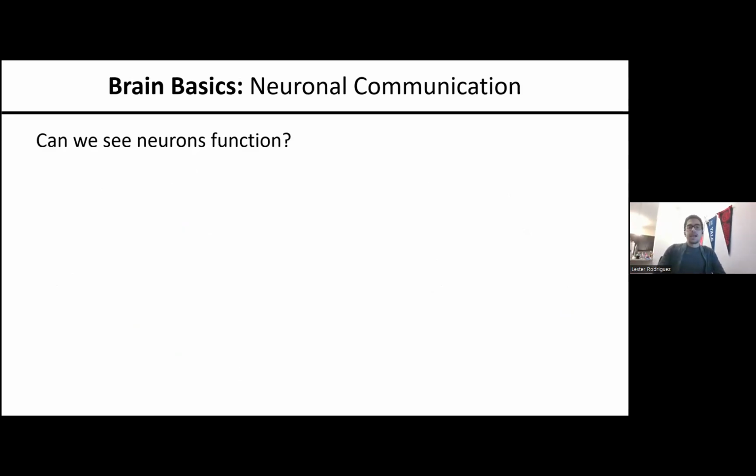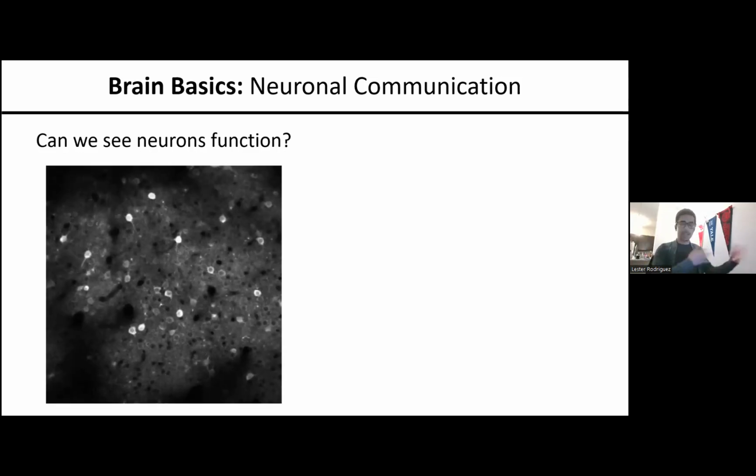So a question that might pop into your head is, well, can we see this happening? Can we see neurons function? So what do people think? Yes or no? Do you think scientists can see neurons function? Seeing a lot of yeses. That's exactly right. We have a lot of ways to see neurons function. So for example, here's a little video where we can literally see individual neurons firing one at a time, or many at a time, really.